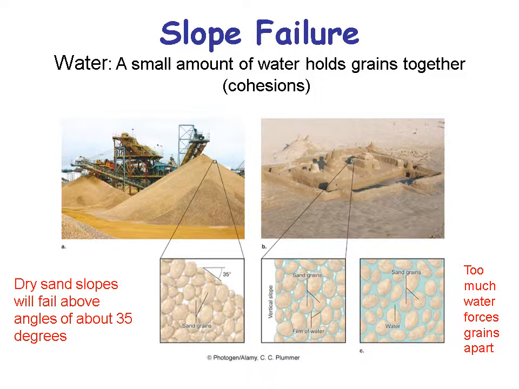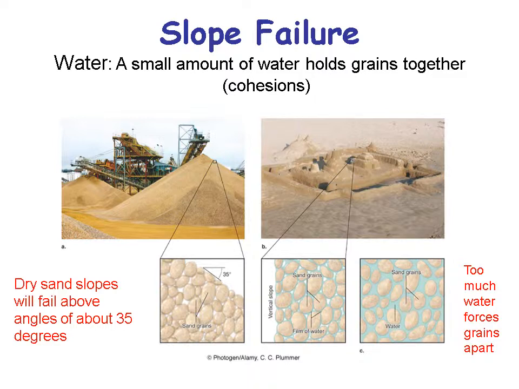Let's look at how water affects this. You can see a pile of sand on the left. Dry sand will slope with an angle of about 35 degrees. So dry sand will hold up a slope, and if you get your protractor out, you'll see that that's about a 35-degree angle from horizontal. Well, if you put water on those sand grains, you can make that slope steeper. That's why we have to have water in our sand to build sand castles on the beach.